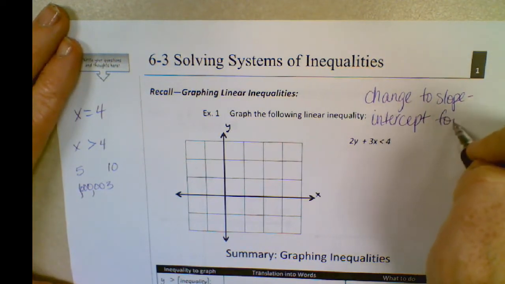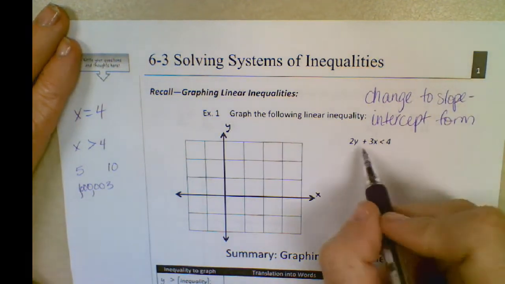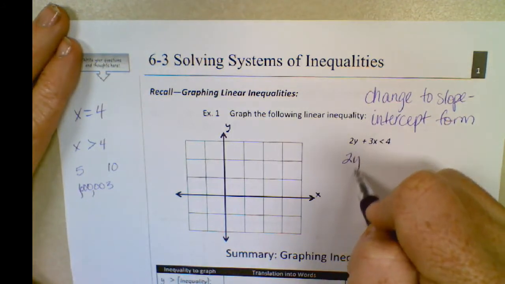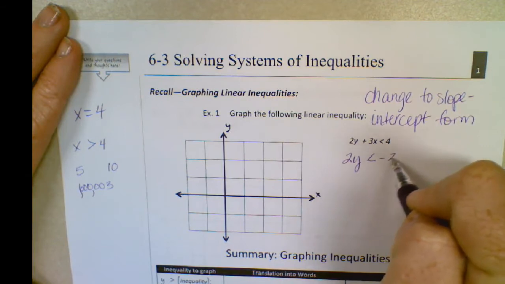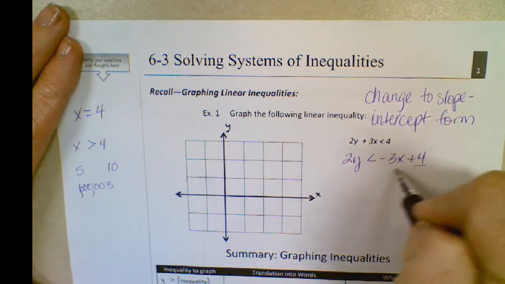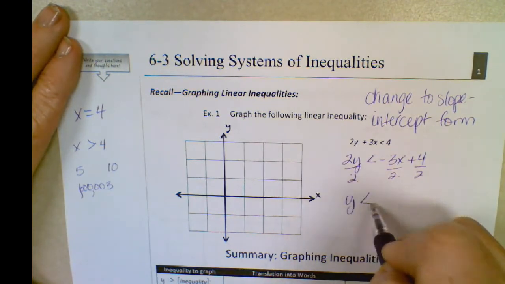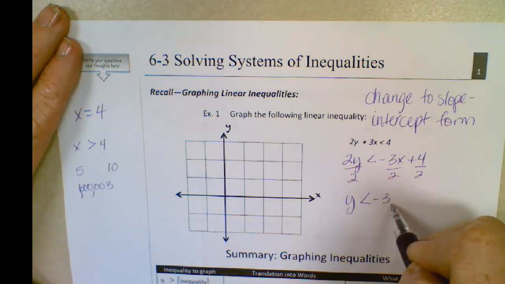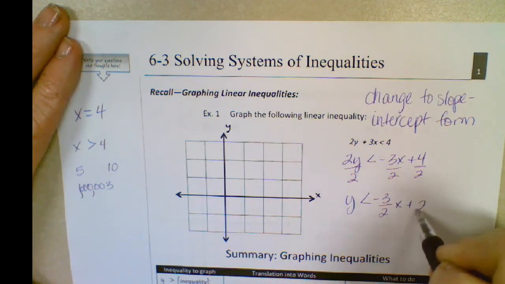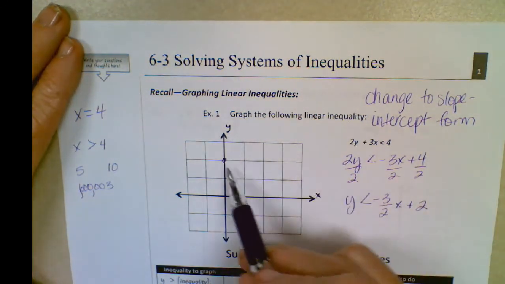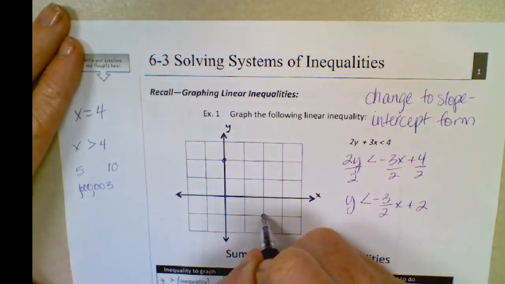Okay, so let's go with this first one. I need y isolated, so I'm going to move my 3x to the other side by subtraction. So it'll be 2y less than negative 3x plus 4. Then I've got to divide everything by 2. So that would give me y is less than negative 3 halves x plus 2. So I'm going to go over and start at 2. Then I'm going to go down 3 and over 2.